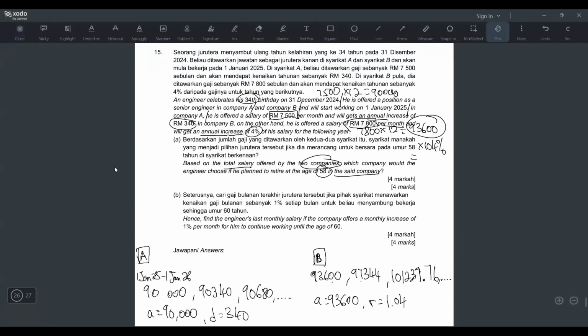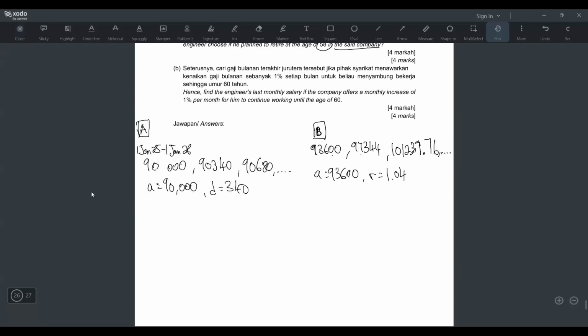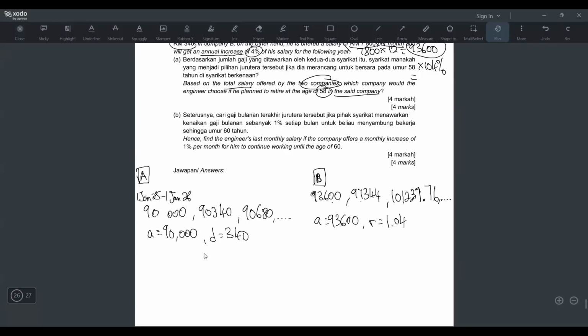It means I have to find the total amount of salary earned by him when he retires for both companies. And then afterwards, I have to choose which one is higher, right? Because they say which company would he choose. So which one gives you a higher salary? That one is the one you choose.